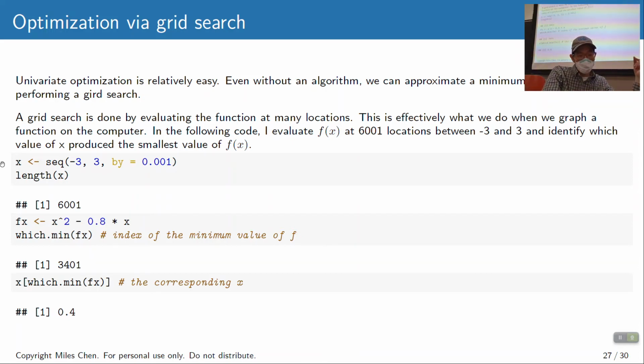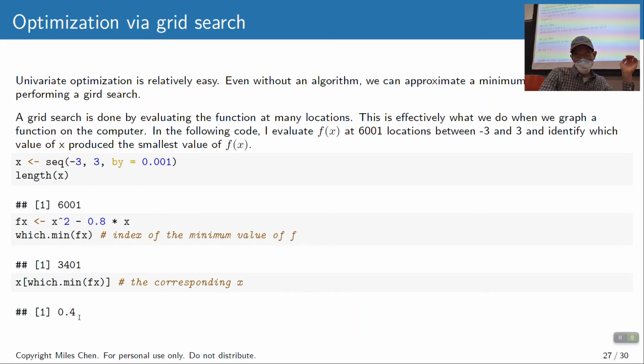And then we ask, which value is the smallest? And it says, the smallest value is the 3,401st value. And then we say, okay, which value of x was that? And it says, that's where x was 0.4. That's simple enough, right? You just evaluate the function at a whole bunch of places, see which one is the smallest value, and you've got a minimum. That didn't even require any algorithm. It's just a brute force way of getting a minimum.